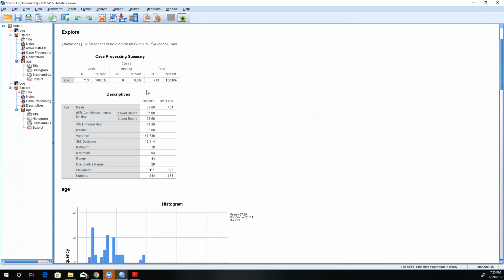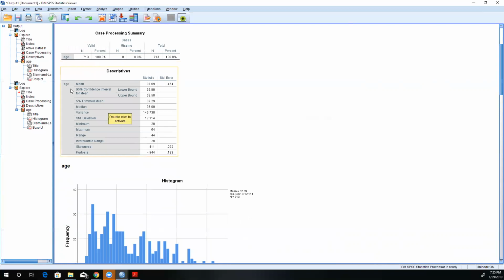Now this is what it gives you, because you did ask for the statistics. It's going to give you the mean, which is 37.69. See, I kind of like that. It's going to give you a standard error. It gives you the 95% confidence interval for the mean. So at this point, it's basically telling you how confident you can be about the mean. It gives you the median. So that's the middle number. It gives you the variance, right? And it gives you the standard deviation.